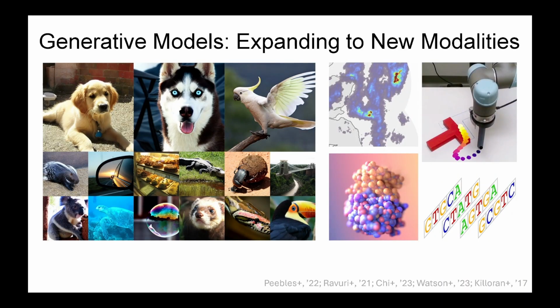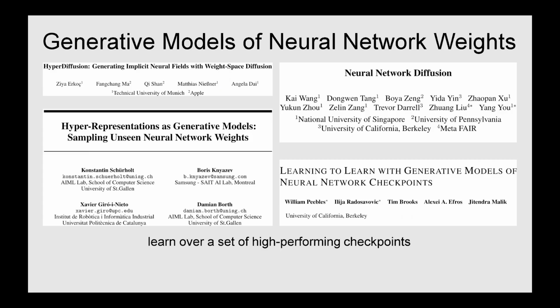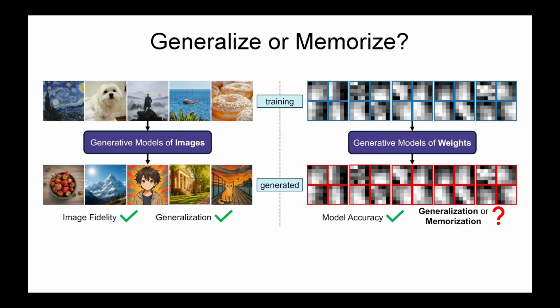Generative models can produce high-quality and novel images and videos. Building on this success, they have been extended to various different modalities like radar, robot behaviors, protein, gene sequences, and many more. Recently, generative models have also been extended to generate neural network weights. These methods collect a set of high-performing checkpoints for a particular task and architecture and learn a generative model over them without direct access to the training data of the downstream task.